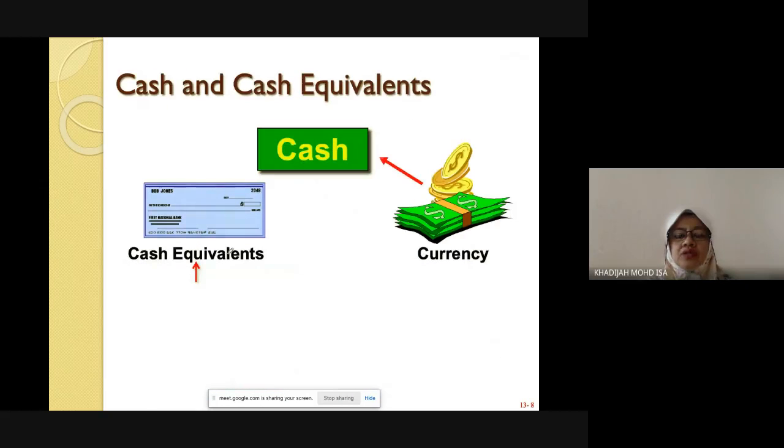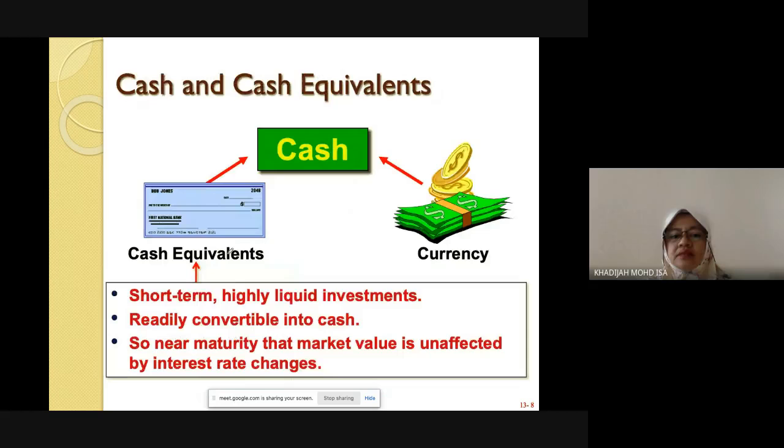Okay. So when talking about cash and cash equivalents, we not only talk about cash in the form of currency, but you also have cash equivalents. Cash equivalents normally are not money itself, but for example, a check. You cannot buy something using a check, because whatever you pay by check, the seller will have to bring the check to the bank, and only then can they get the money. So that's why it's called a cash equivalent.